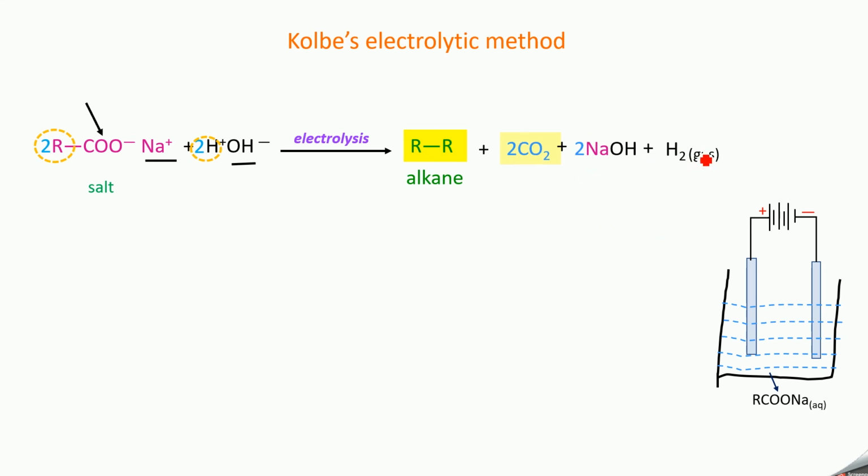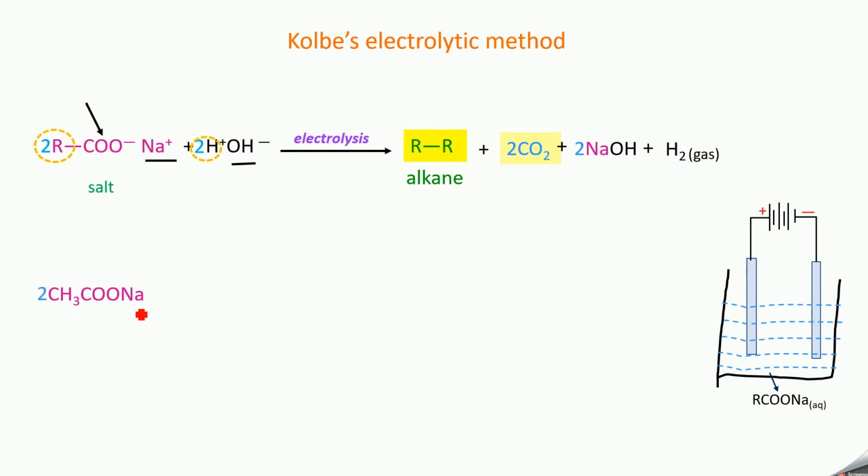You understand these products, then I will tell the mechanism. You are getting 2R, which combine to form RR, that is the alkane, then carbon dioxide is removed, and then the sodium combines with OH minus to form sodium hydroxide, and what is left is hydrogen, which is removed as hydrogen gas. Now you take an example: in the place of R you have CH3, CH3COONa.